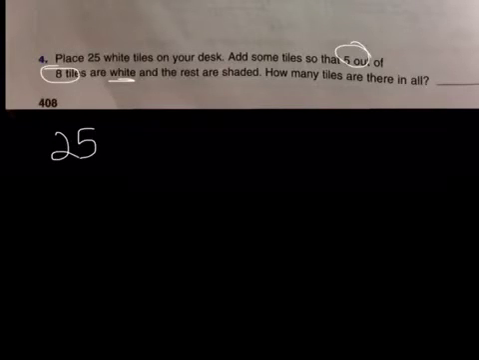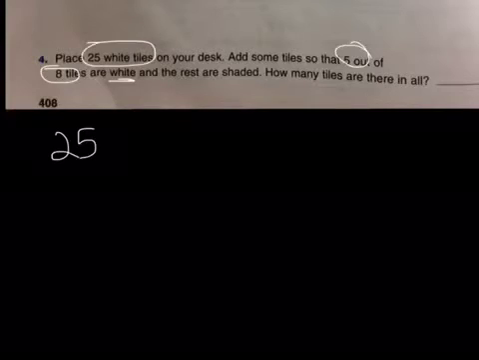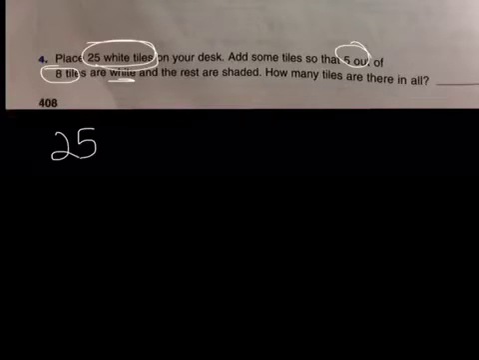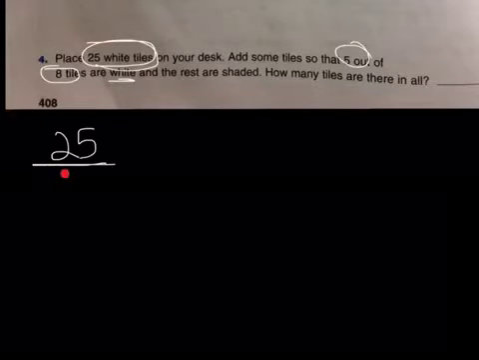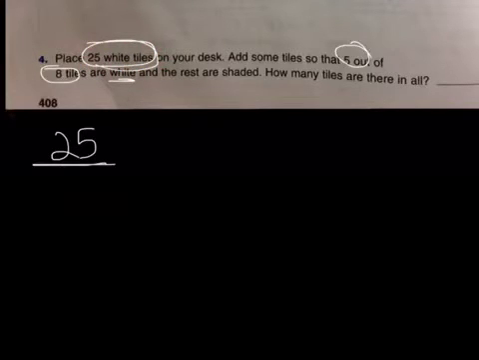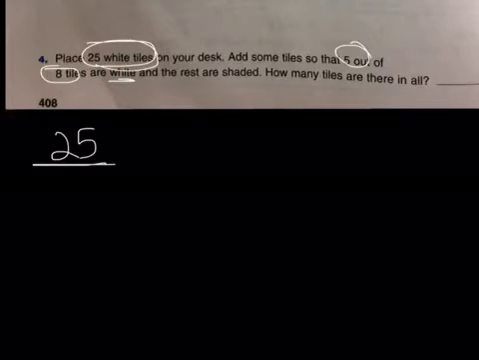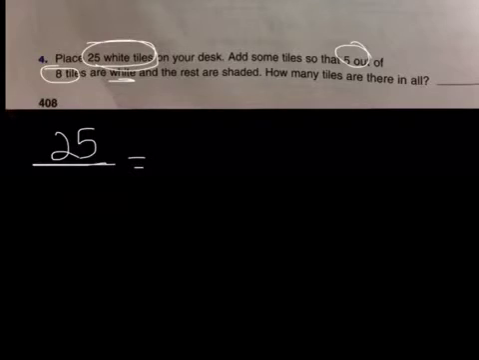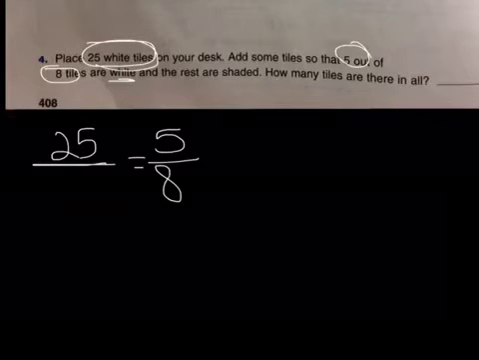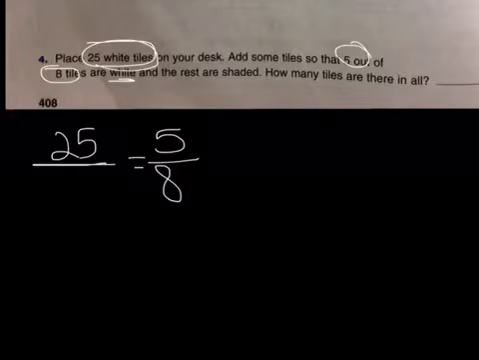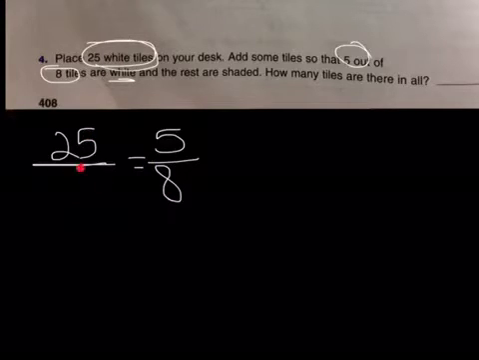Okay, so we're starting off with 25 white tiles. So what we're saying is that we have 25 white tiles out of a whole number that we don't know what that number is. We don't know what's down here because we have more tiles. We have only 25 and we want to know what's in total, the 25 plus the shaded. But we do know that the 25, for every 8, there are 5. Okay, for every 8, there are 5 that are white. What must I do to this 5 to make it into 25? Do the same to the 8, and that'll give you your total number of tiles.